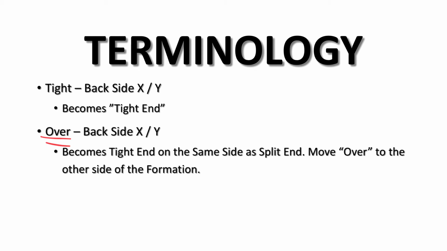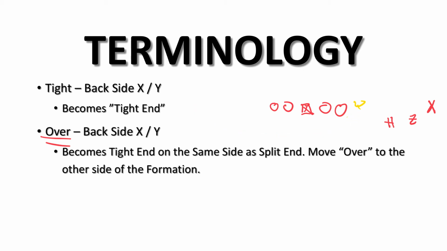Okay, so let me show you what that looks like. Let's just say we're still in trips right. The over tag tells the backside split end, so this guy right here, that's where he'd be if we were in trips right. The over tag tells him he is going to line up over on the other side of the formation at tight end. Okay, so it'll look like this.